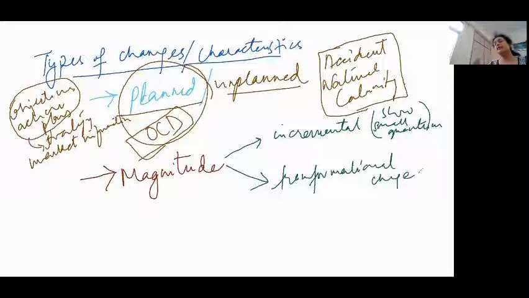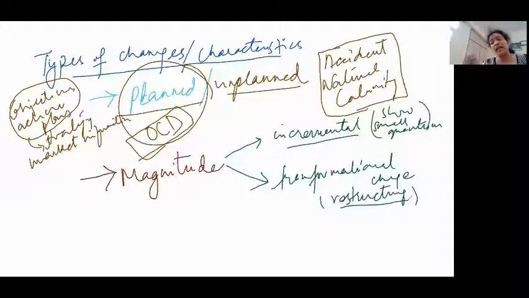change. For example, suppose you are changing some groups or teams in your organization. That is an example of incremental change, okay? But suppose in your organization you had a vertical structure and you are now completely replacing it with a flat structure. That means you are restructuring the organization, right? So here restructuring will be an example of transformational change.